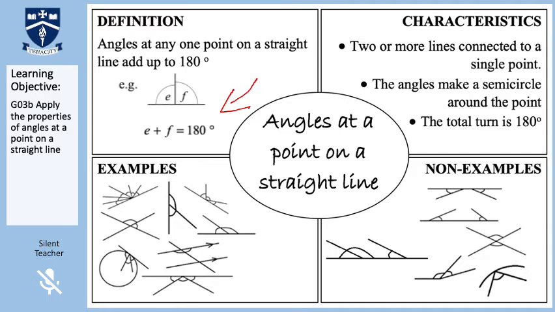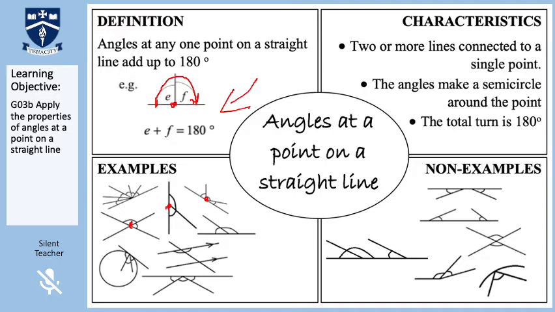If you don't have a point as a dot here, we will count this as a point where two lines meet. That is a point. So down here, that is a point, that is a point, that is a point. So if there's lines that meet the straight line, we will count that as a point. The characteristics: two or more lines connected to a single point. The angle makes a semicircle around the point and the total turn. Remember, angle is a measure of turn. So the total turn is 180 degrees. So if we look at this example here, a turn from there to there is 180 degrees.